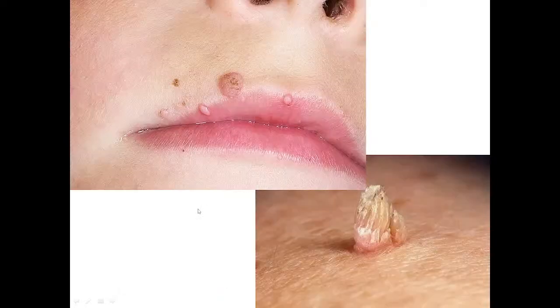And on the next slide, you can see real pictures of this papilloma. It's an epithelial adenoma. You can see on the lips, adenoma of the lip, papilloma of the lips, and the skin.